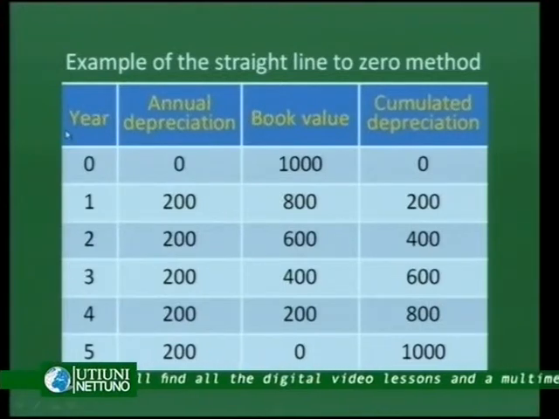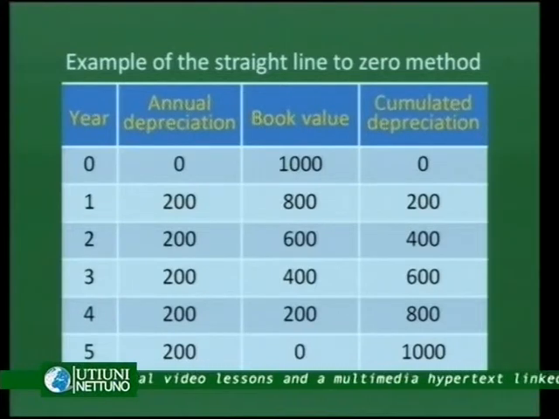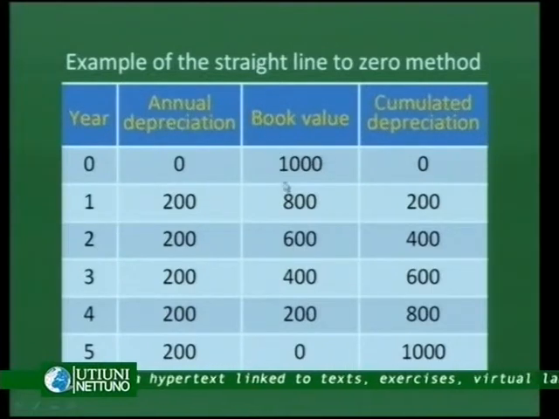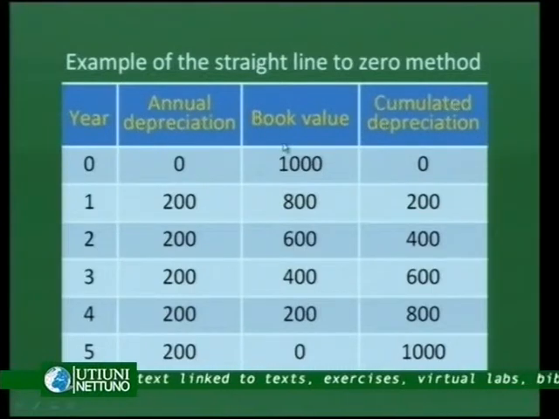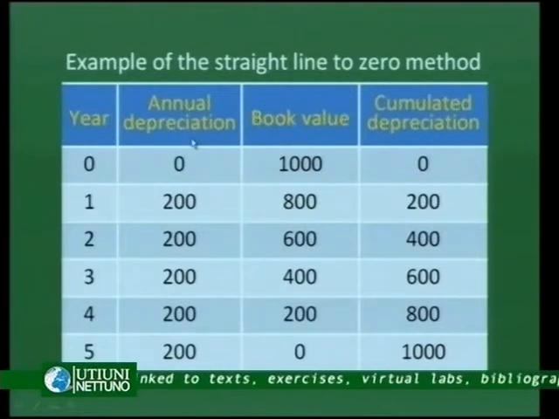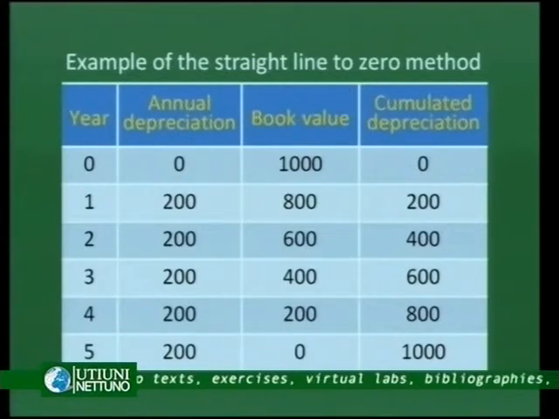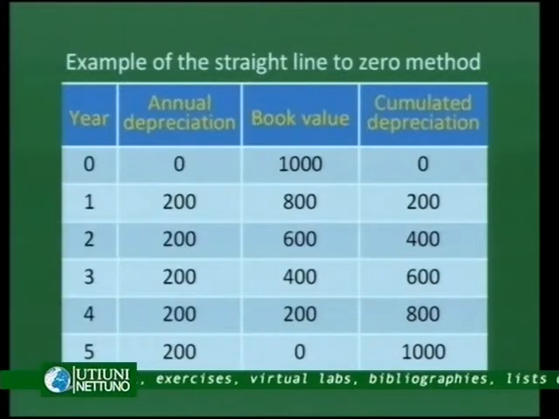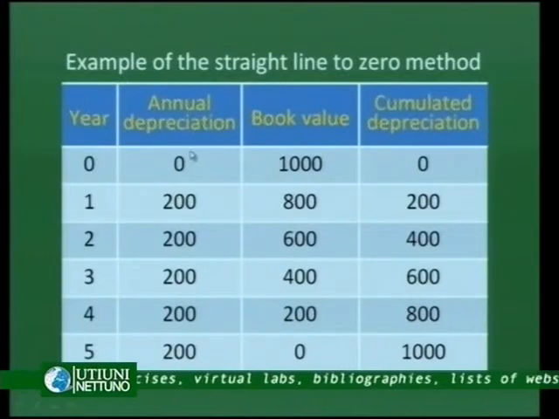So in this table, year 0 conventionally refers to the moment when we buy the fixed asset, and years 1 to 5 are the years of the life of the project when we'll use this asset. So in year 0, what we can observe in the table is that we have the book value of the fixed asset equal to 1,000, and clearly we have not started yet to depreciate, so annual depreciation and cumulative depreciation will be equal to 0.